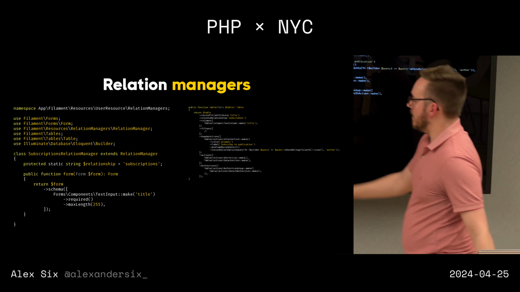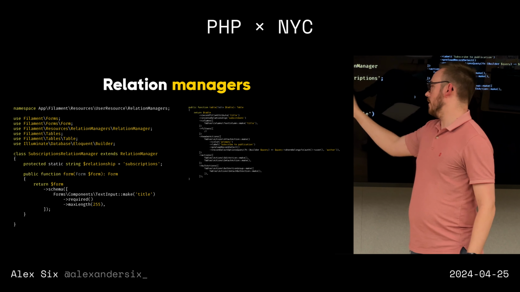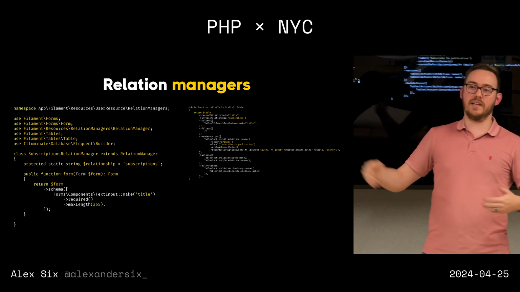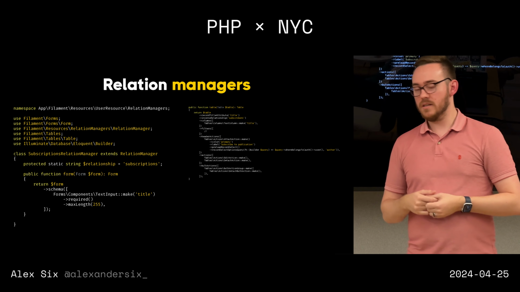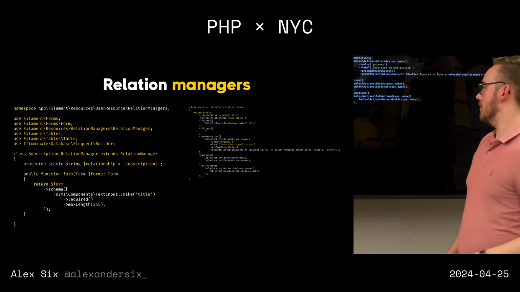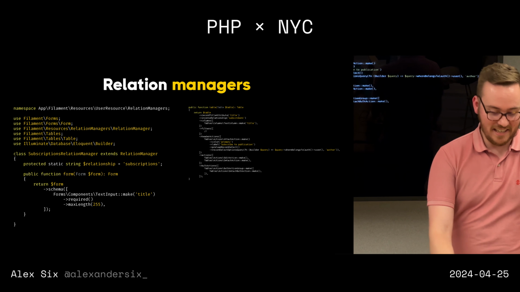The only thing that's different is instead of being attached to a model, they're attached to a relationship. So in this case, it's a subscriptions relationship because we're going from users to publications, which is just called subscription. I didn't name it to Laravel standards because I didn't at this point.